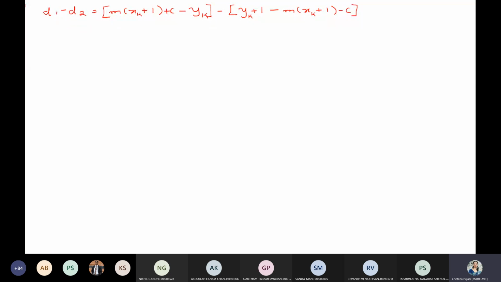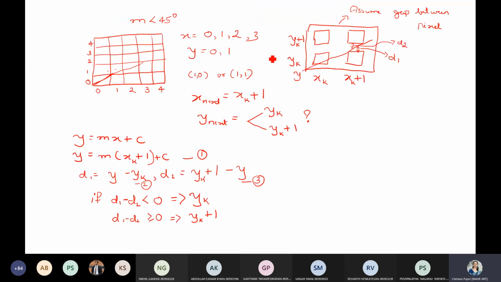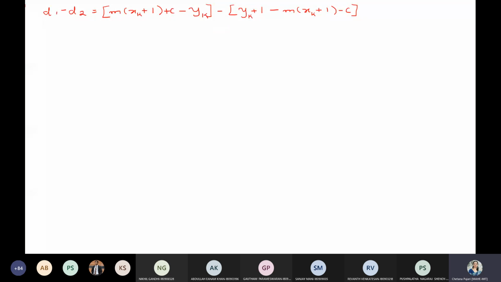Substituted equation 1. In equation 1 we had y equal to m of xk plus 1 plus c. So this you are going to substitute over here. We know d1 is y minus yk. Replace y with this. Similarly, d2 is equal to yk plus 1 minus y. Replace y with this. So we just did that here. So next we'll just try to simplify it further.